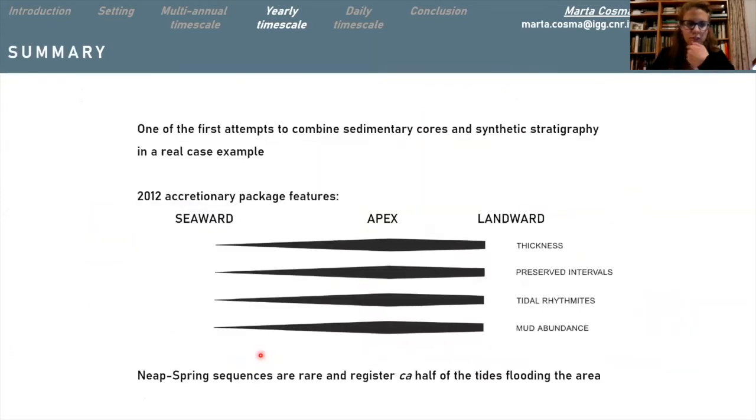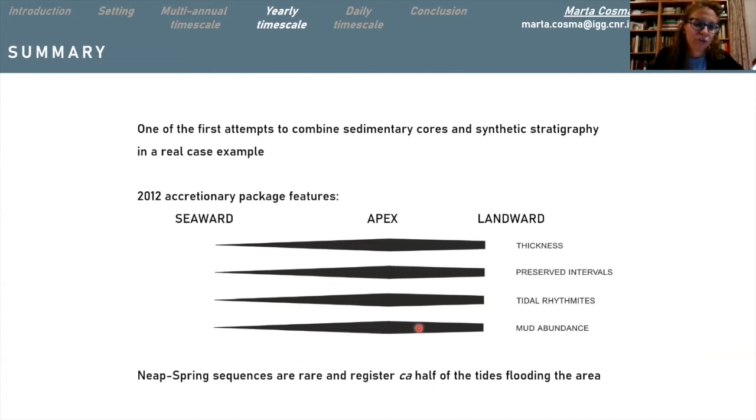So, concluding the analysis at the early time scale, this was one of the first attempts to combine sedimentary cores with Lidar data and synthetic stratigraphy in a real case example, which helps us to reconstruct the 3D architecture of the tidal point bar.